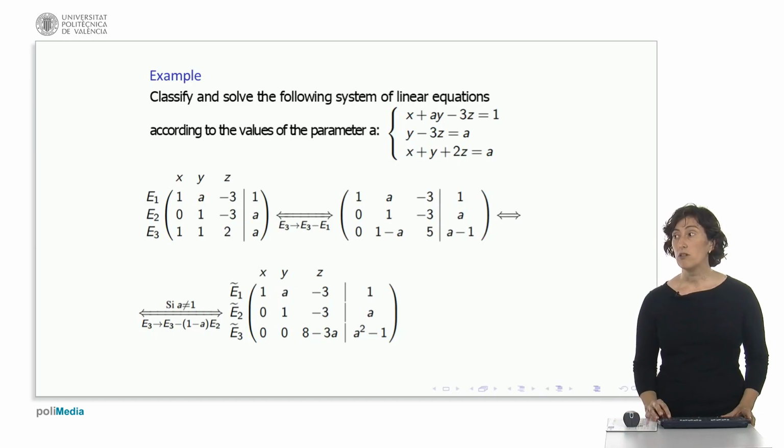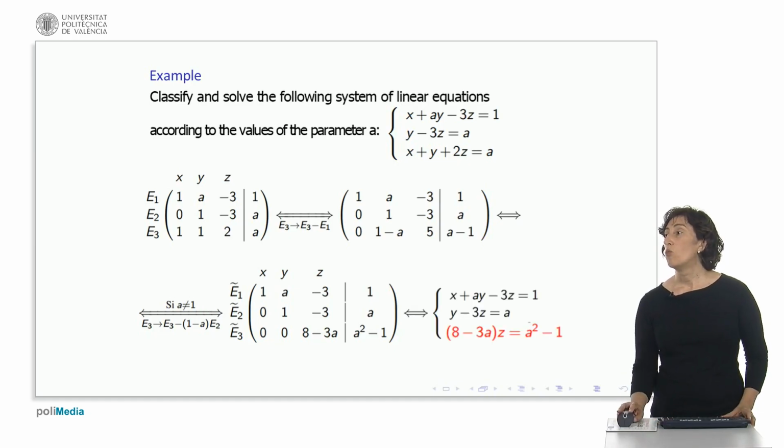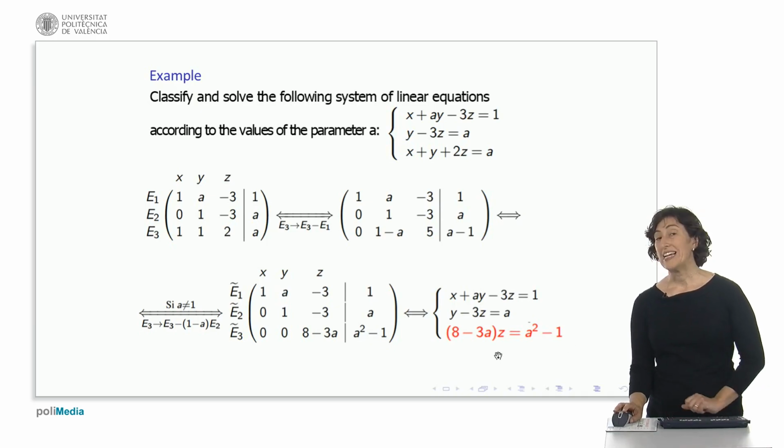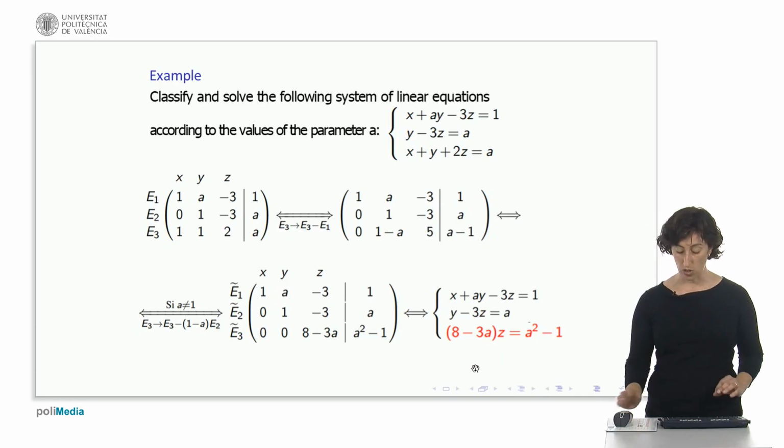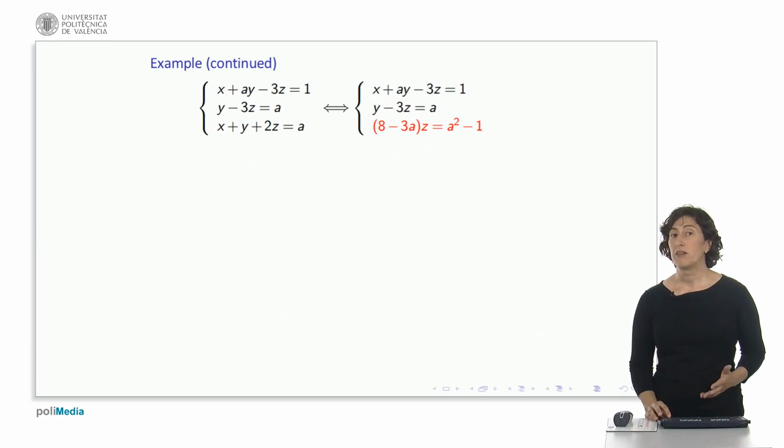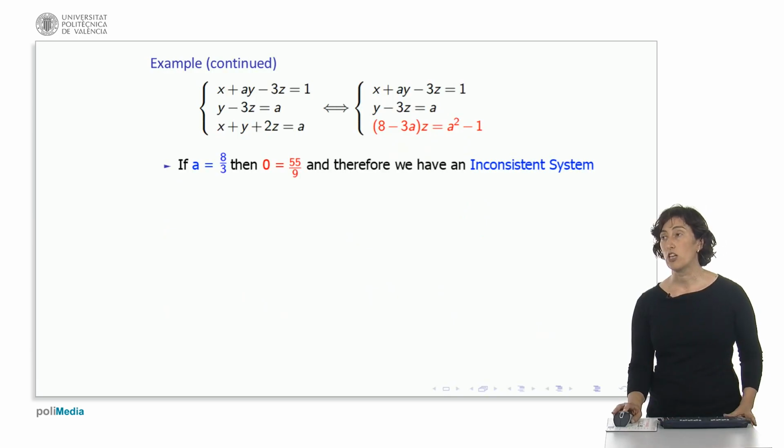In that case, once I have arrived here, I write it again as a system: x plus a times y minus 3z equals 1, y minus 3z equals a, and (8 minus 3a) times z equals a squared minus 1. This equation, as before, is going to determine what type of system I have, always within the case of a different from 1. So what disjunction do we have in this case? Well, that a is worth 8/3 or not.